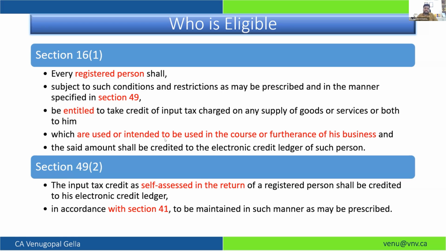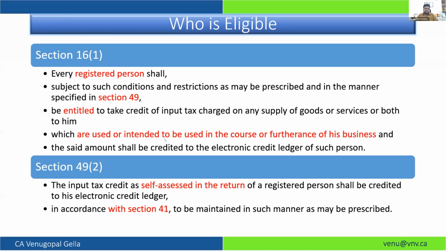So every registered person shall, subject to such conditions and restrictions as prescribed in section 49, can take the ITC which are used, that is the actual use or intended to be used. Even if you have an intention to use in the future, in that case also he can avail the ITC. So the said amount shall be credited to the electronic credit ledger of such person. Here, if you see section 16, section 49 is referred. What is section 49? Section 49 is about the payment of the tax.